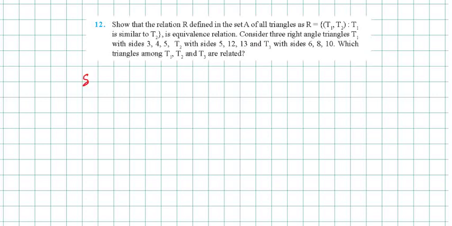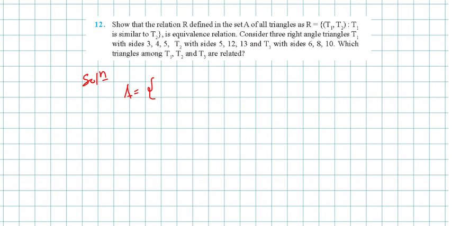Question 12. Show that the relation R defined in the set A of all triangles as R equals T1, T2 such that T1 is similar to T2. Okay. So, let us say A is a set which is the set of all triangles.